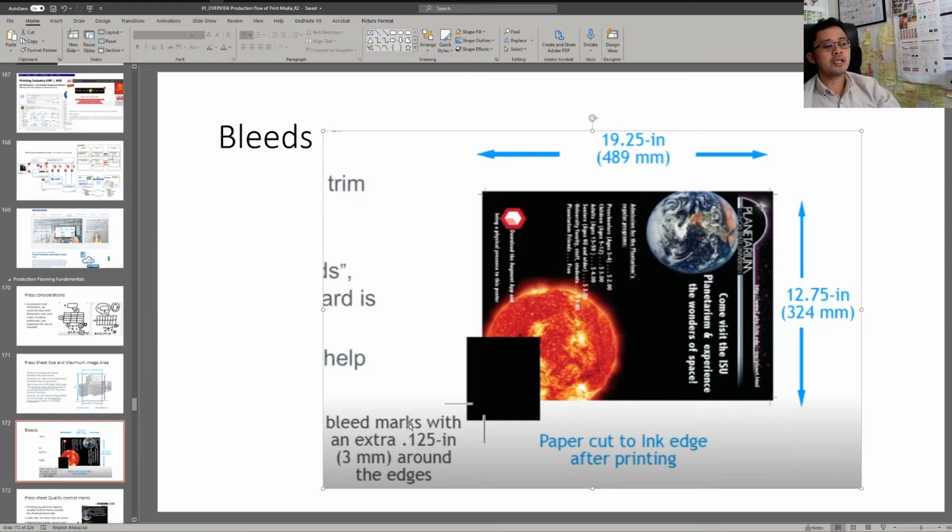Dia macam tu. Jadi, what this bleed marks reason for, it is used to guide the cutter. Dia sebagai panduan kepada pemotong kertas untuk potong bahagian yang sebenarnya. Okay, this is a very straightforward poster. Straightforward poster kan. Potong bahagian ni, bahagian ini. Kan?